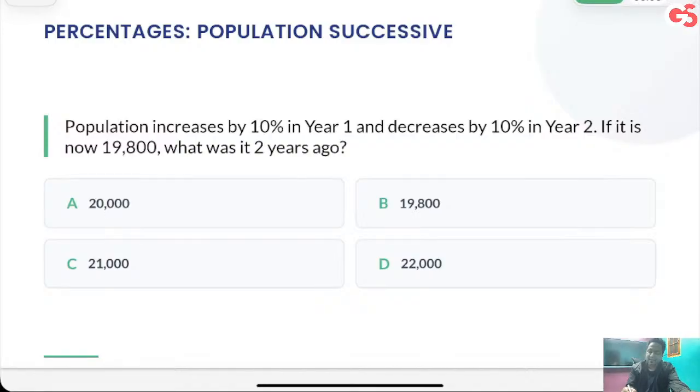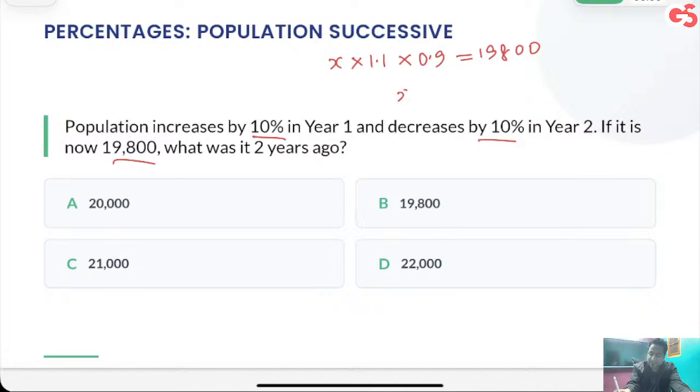Population increases by 10% in year 1, decreases by 10% in year 2. If it is now 19,800, what was it earlier? Okay. So earlier the population was X. Let it be X. First year it increased by 10%, so it became 1.1 of itself. Then decreased by 10%, became 0.9 of itself. And now it is 19,800.